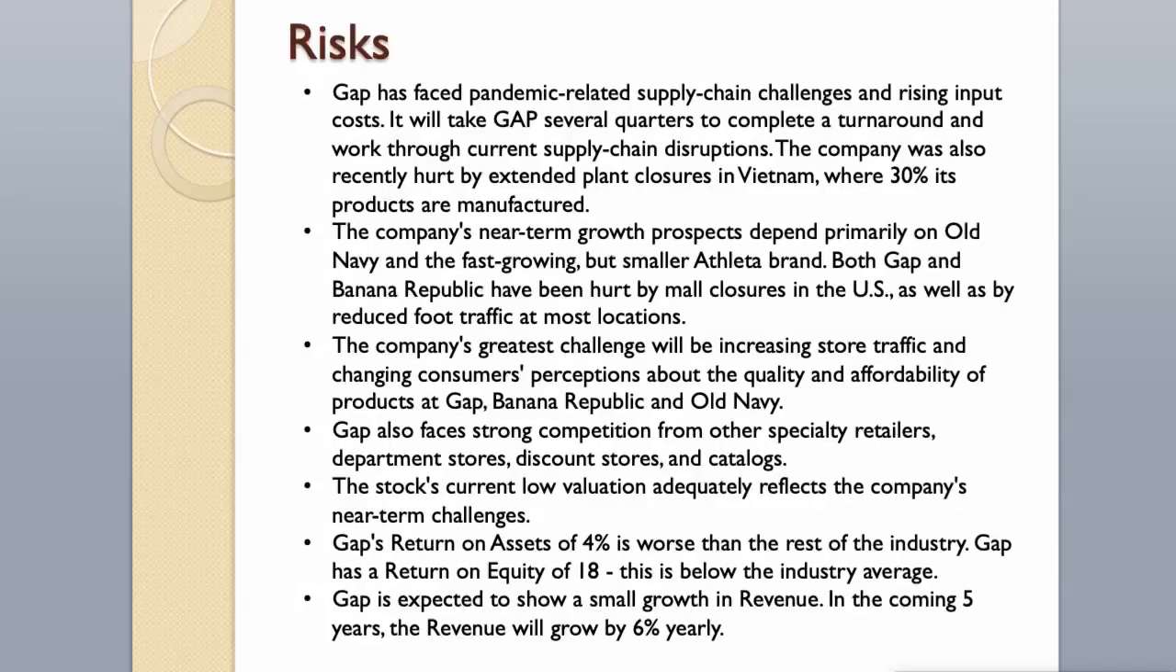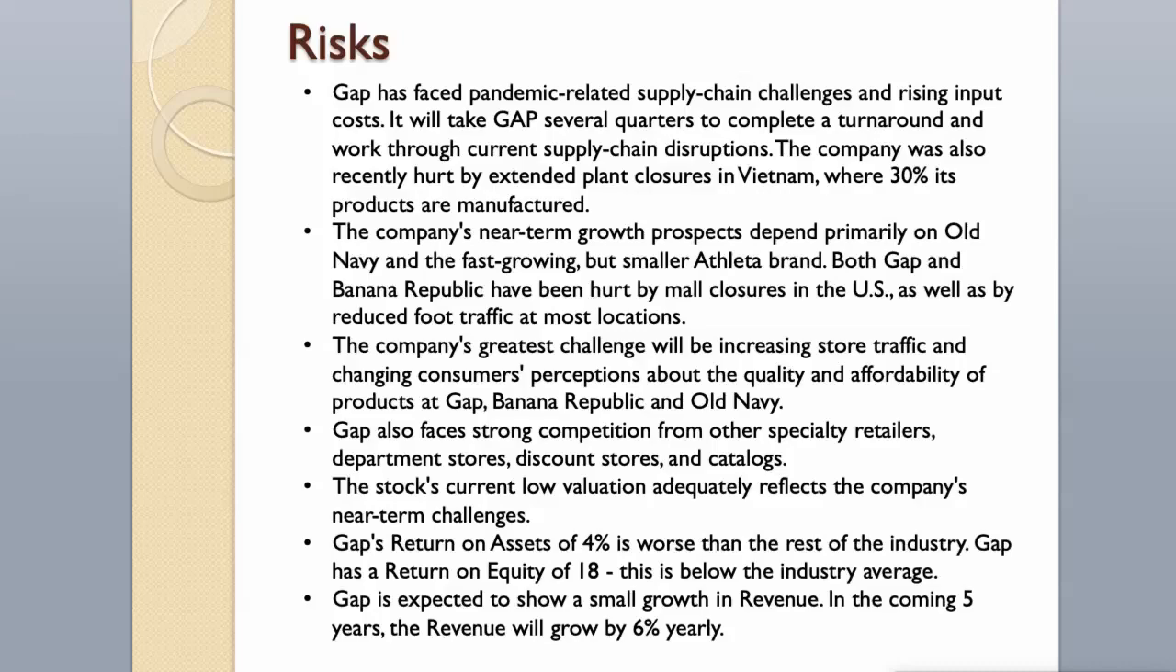Risks. Gap has faced pandemic-related supply chain challenges and rising input costs. It will take Gap several quarters to complete a turnaround and work through current supply chain disruptions. The company was also recently hurt by extended plant closures in Vietnam, where 30% of its products are manufactured. The company's near-term growth prospects depend primarily on Old Navy and the fast-growing, but smaller Athleta brand.